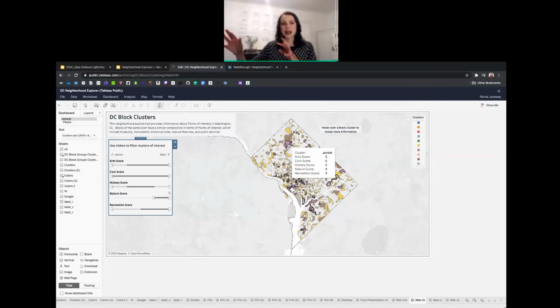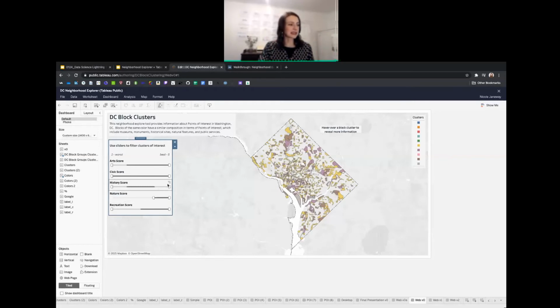So out of 100%, how many of the points of interest, like what proportion of them were artsy points in that area? What proportion of them were naturey points of interest in that area? And that's how I arrived at these scores. And then that informs this slider bar on the left side of the screen.